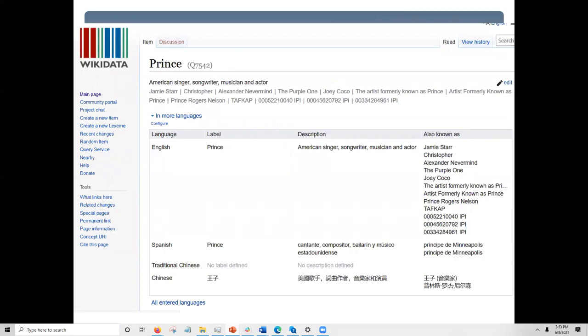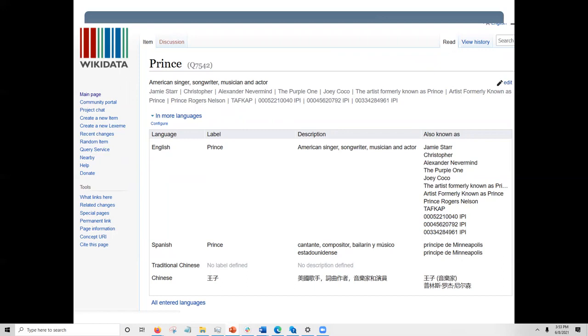The data from Wikipedia actually is drawing from their own identity management tool, I guess would be a good way of saying it, or portal. But this is a collection of records that have been created by different people. And you'll notice here we have all the different names associated with, or not all of them, but quite a few names associated with Prince.